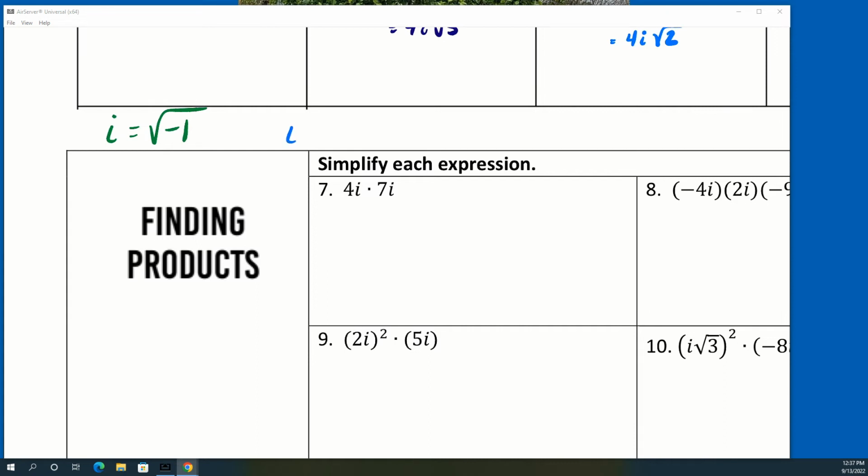So if I squared both sides of that, what do you guys think i squared equals? So when I square i, I get i squared. What do you think you get if you square the square root of negative 1? You get negative 1. So anytime you have i squared, you're going to change it to negative 1.